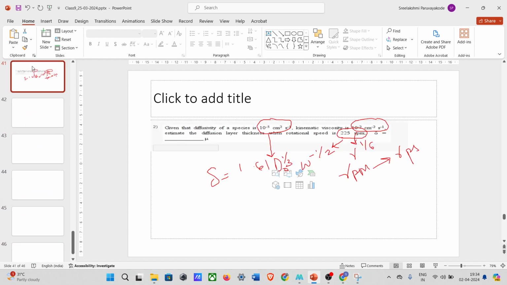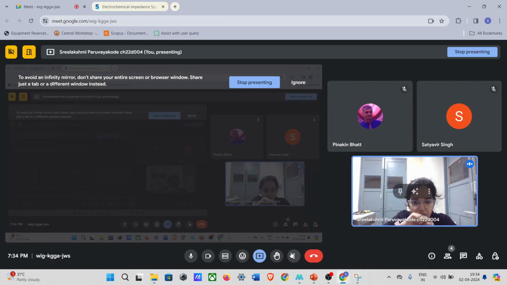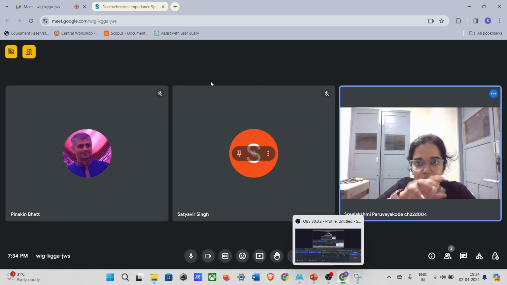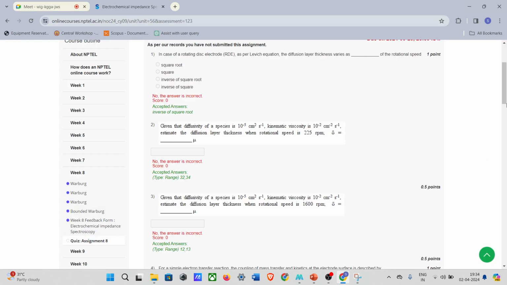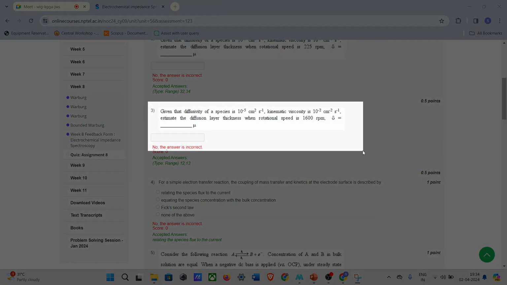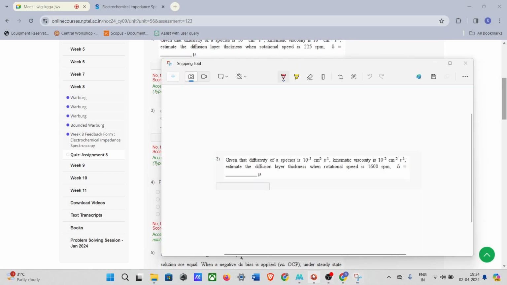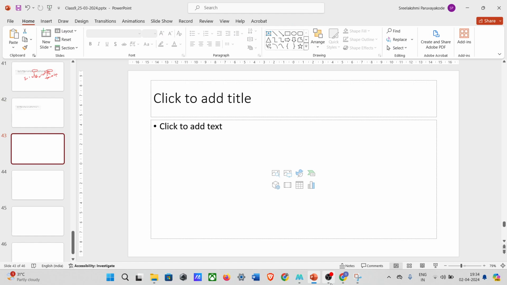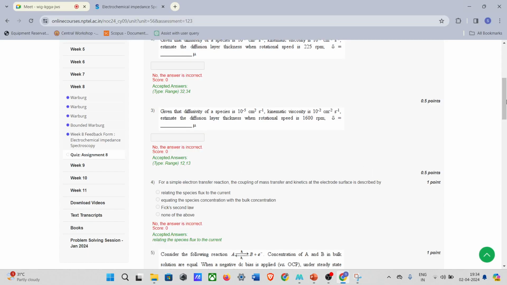I hope everyone has written down the values: diffusivity 10 to the power minus 5, kinematic viscosity 10 to the power minus 2, and 225 rpm to rps. I'm stopping my sharing, and I'll add the next questions also. Please try by then. If anyone gets the answer, feel free to tell the answer.